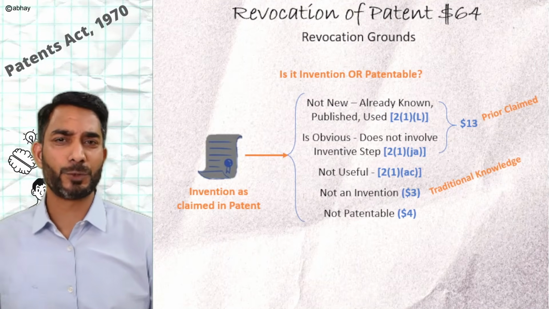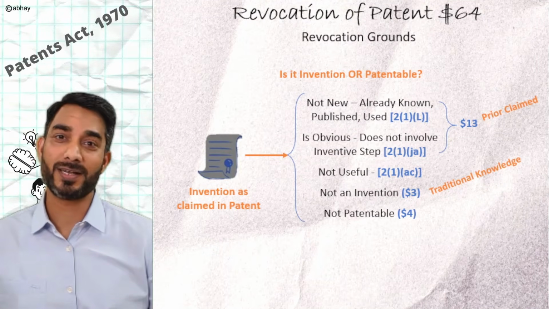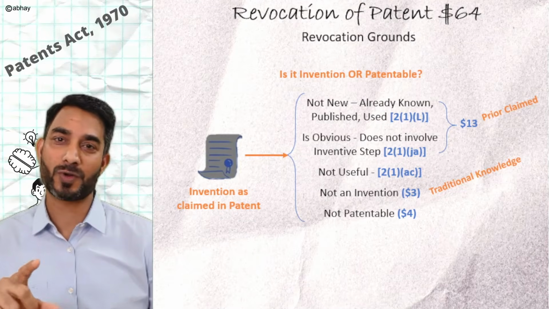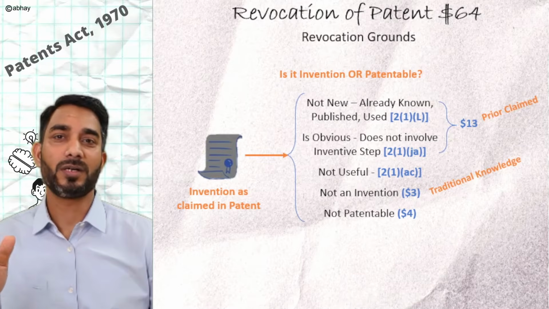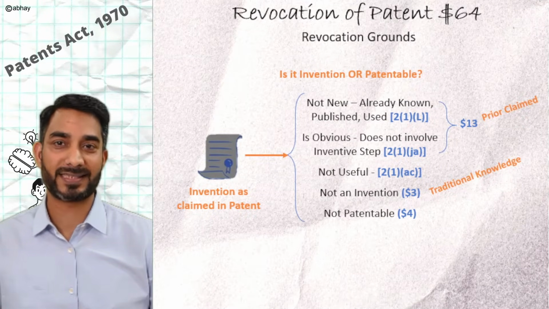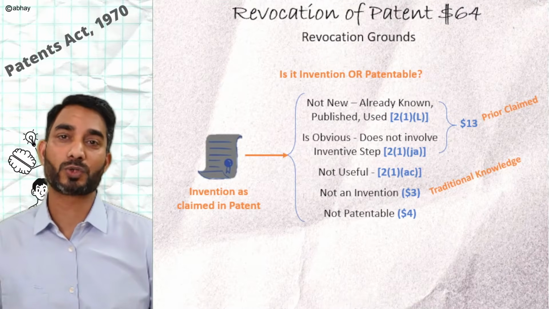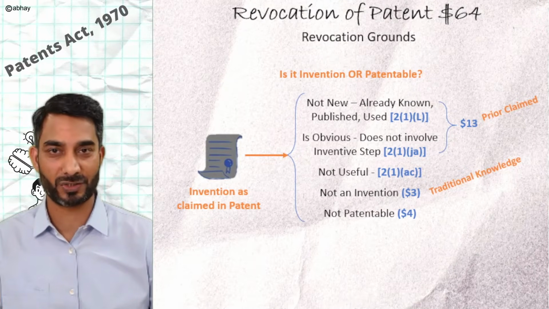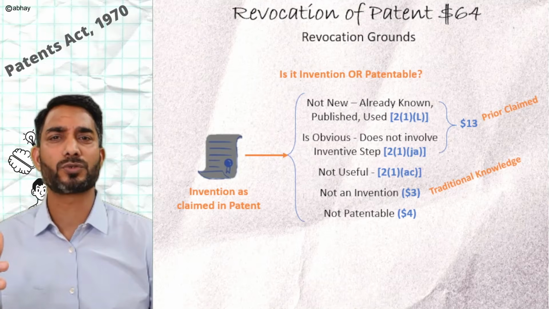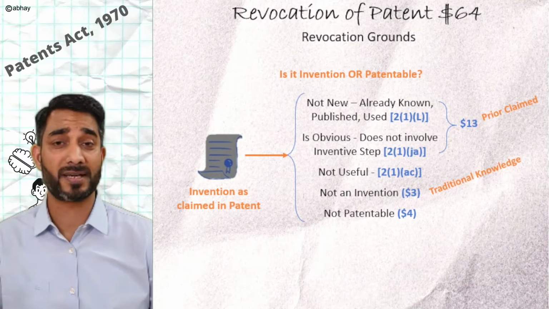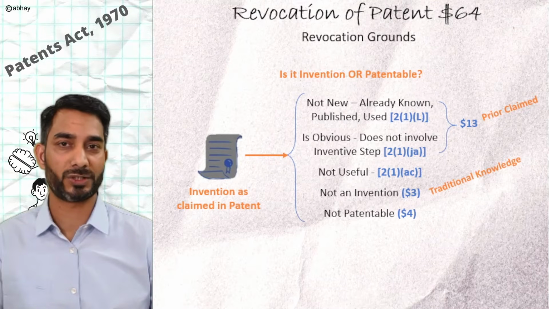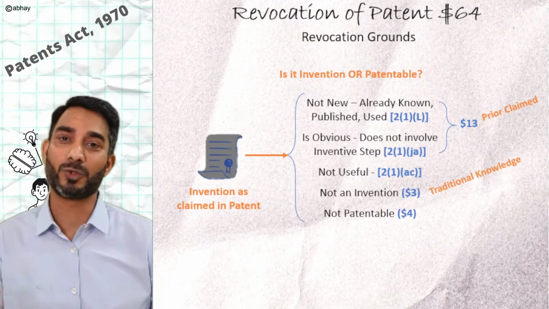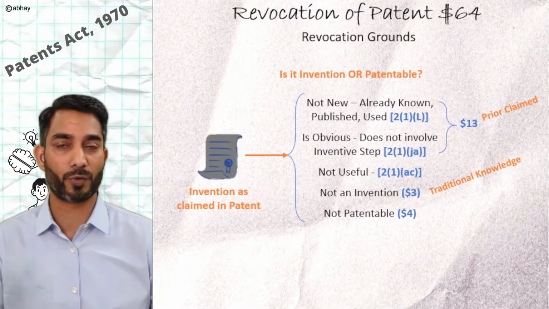Is the invention useful as per section 2.1 AC? This was not one of the grounds for the pre or post grant opposition. Moving on, section 3. Can you prove if the subject matter as claimed in the patent belongs to one of those specified as per section 3, or the subject matter belongs to atomic energy which is not patentable as per section 4? But not all such prior usage or prior publication can be used as valid grounds for revocation.